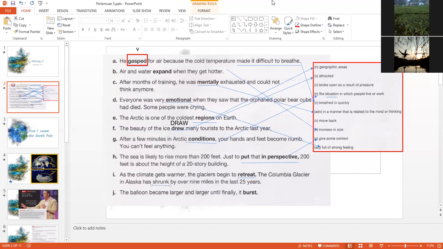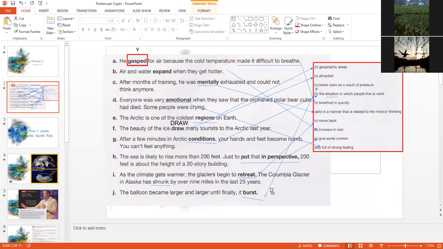Broke open as a result of pressure. No, that one is here. Move back, sir. And then burst. Nah, ini baru masuk dia, burst. Lihat. The balloon became larger and larger until finally it burst, meletus. Jadi masuknya ke tadi yang mana? Broke open as a result of pressure. Karena ada tekanan akhirnya meletus, rusak ya. That's why it's burst. Okay?